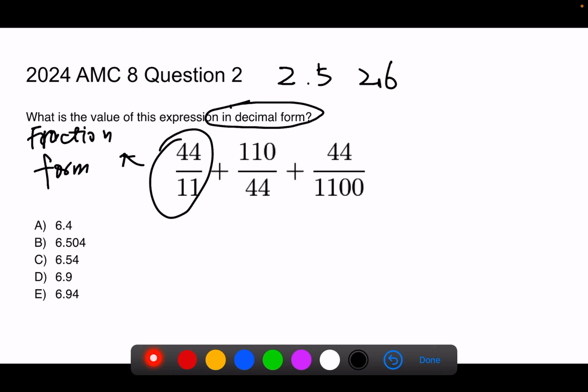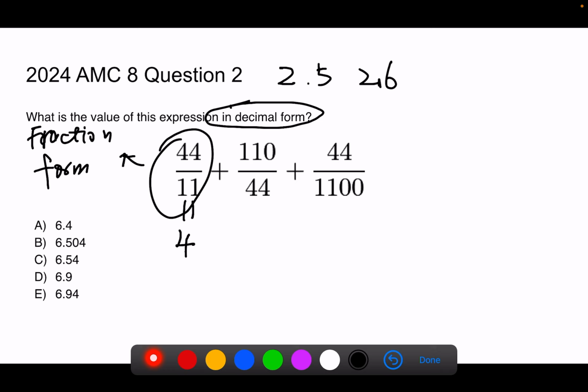This question, the key points are firstly how to translate fraction form into decimal form, and the second part is about canceling the terms to simplify fraction form numbers. Let's start from the first term, 44 divided by 11. This is a relatively easier term because we know 44 is 4 times 11, and in that sense, 44 divided by 11 is equal to 4.